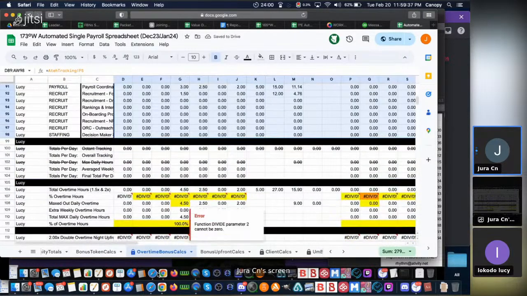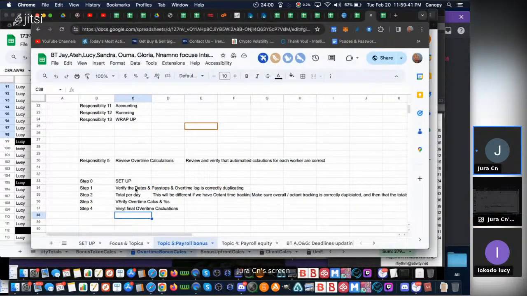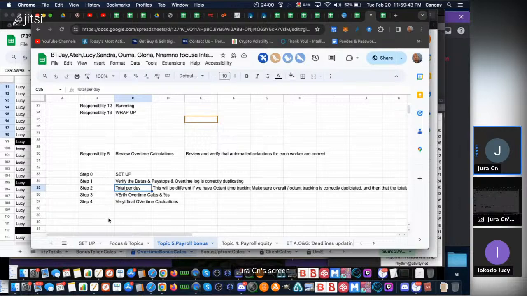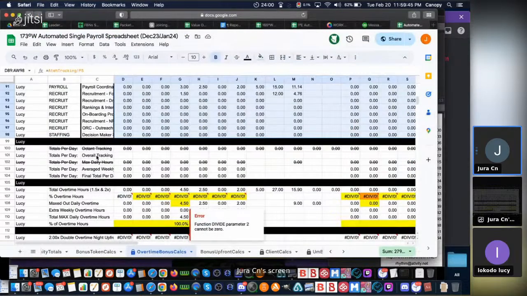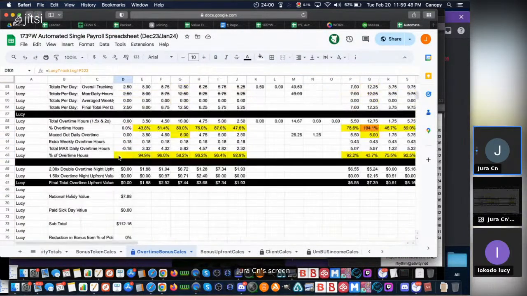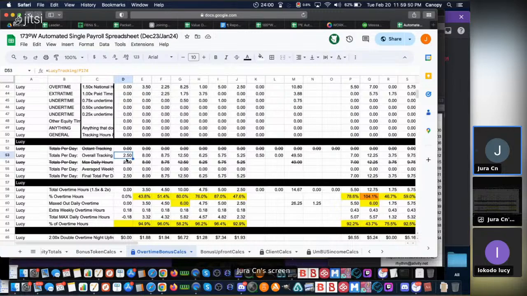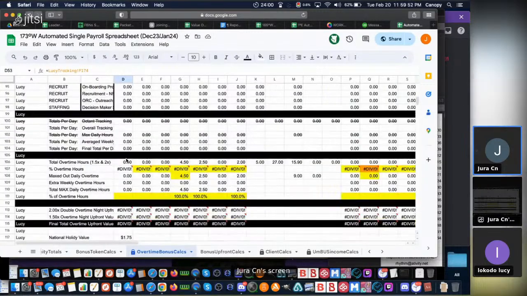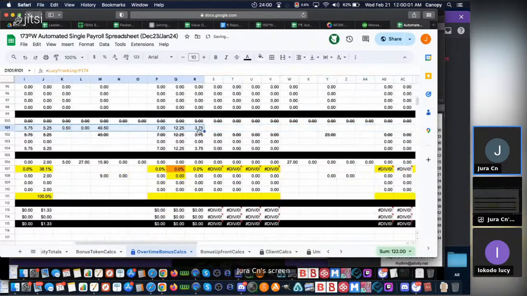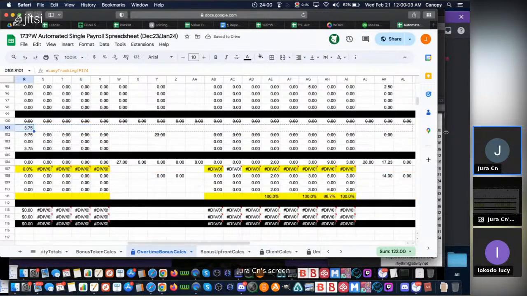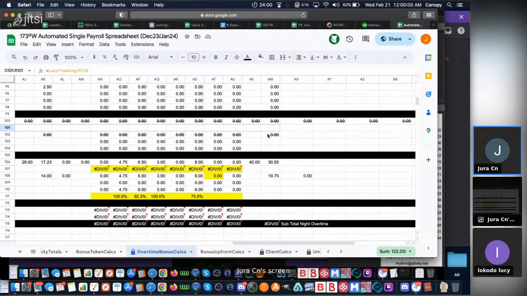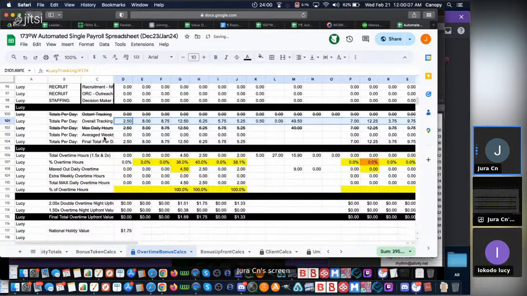So then let's just double check on the steps here. Step 1, verify the dates, pay stubs, so we're done. Now we do the totals per day. So here's the overall tracking. We know the totals are F174. So I come in here, I say 174, and then I drag that across and get the totals per day. Done. All right, so then we can skip this one.